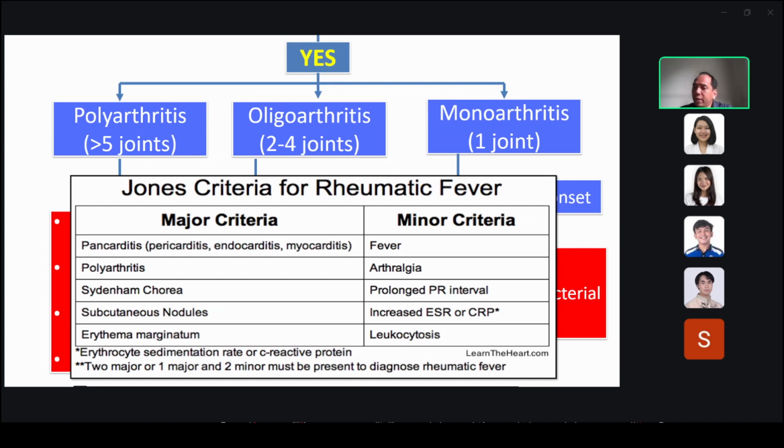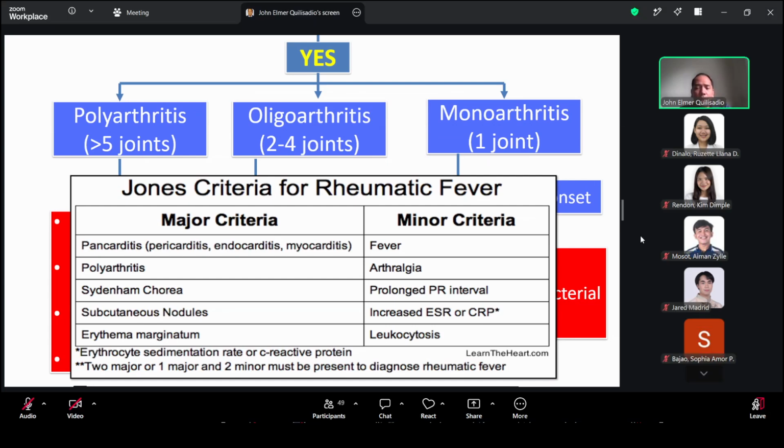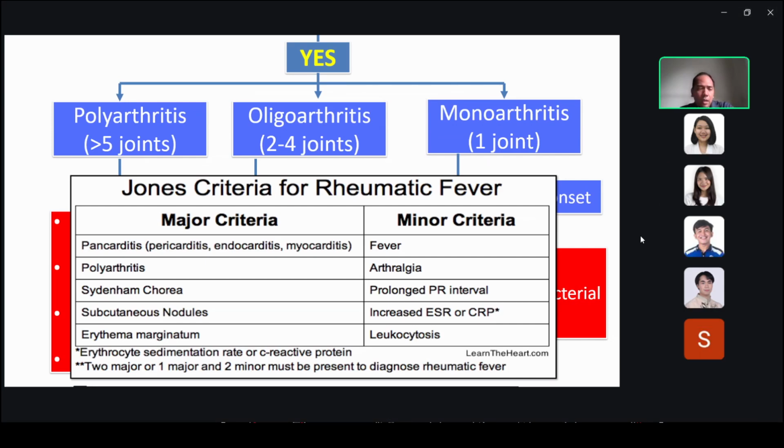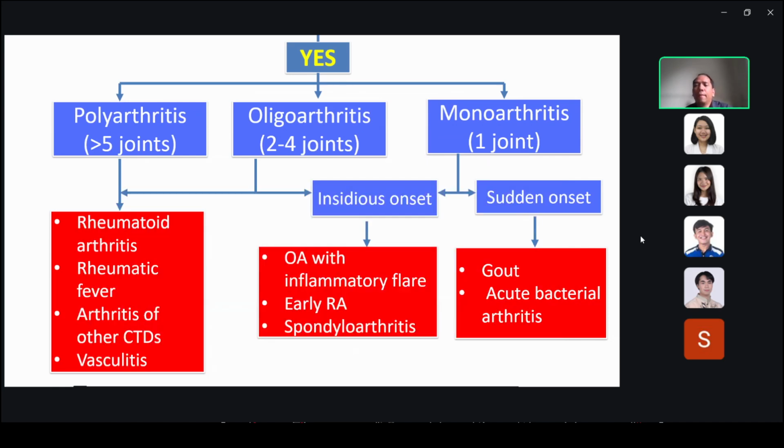And then for the minor criteria: fever, arthralgia, prolonged PR interval on the ECG, increased acute phase reactants ESR and CRP, and leukocytosis. So for this subset of patients, you will suspect it if there are patients coming to your clinic with joint pains, fever, rashes, no? So think, and then with cardiac involvement, think of rheumatic fever.